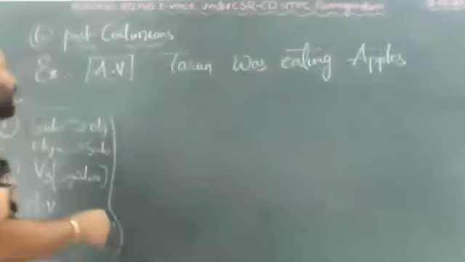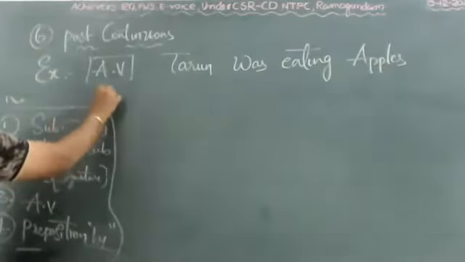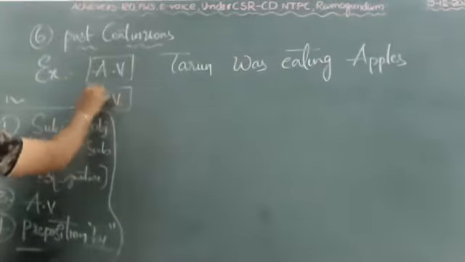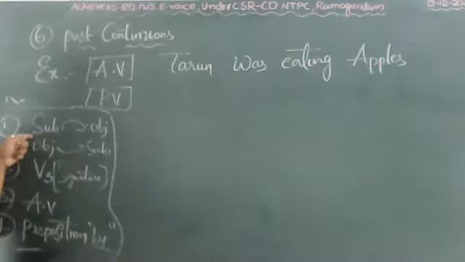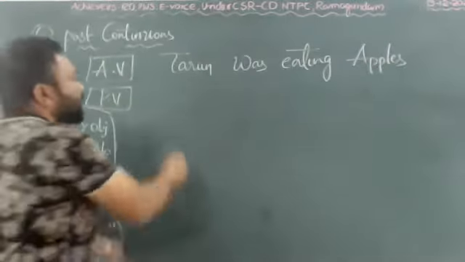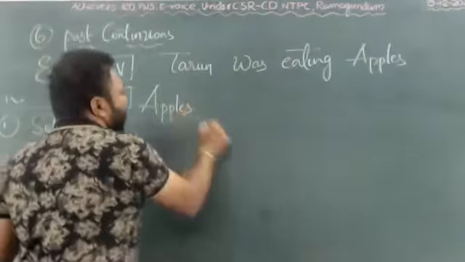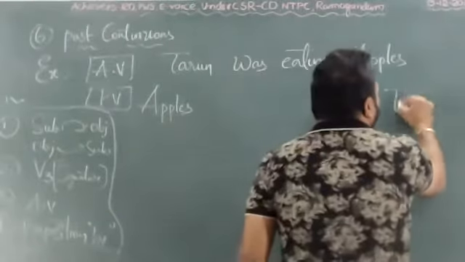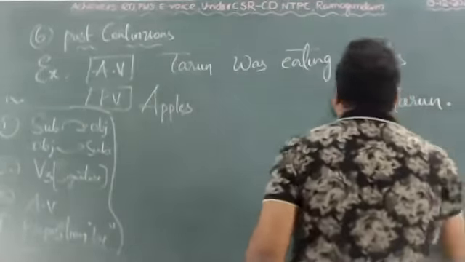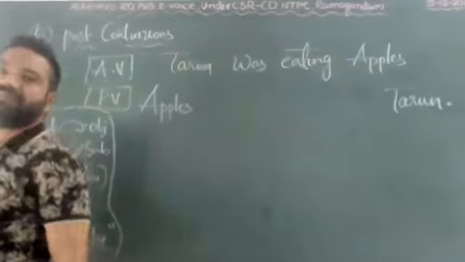So the same way how we have used passive voice. What is the first rule? Subject to object and object to subject. Then here comes apples, and Tharun goes here in the objective place. So first rule is completed.